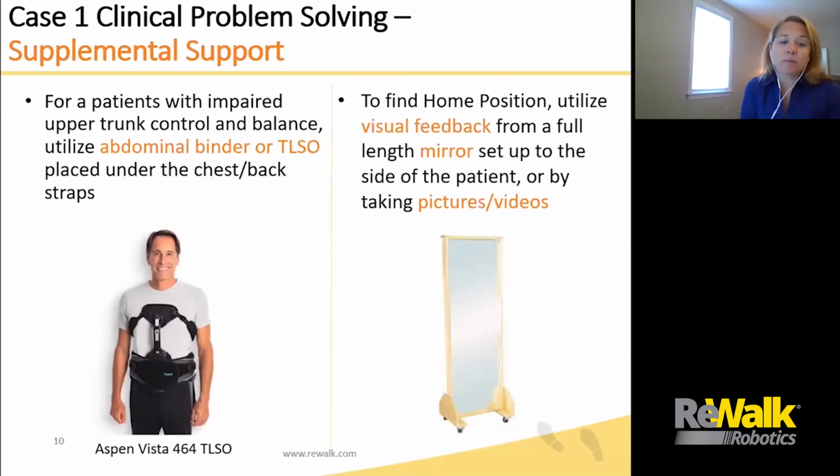Okay, so in terms of supplemental supports that you can use during these earlier phases to help patients, potentially either just an abdominal binder or something all the way up to a supportive device like this Aspen Vista that we're seeing here, a full-on TLSO. Depending on the level of injury, for patients with impaired upper trunk control, the use of something just to give them a little bit of static support and potentially just tactile feedback as well can go a really long way to helping them in the initial phases anyways.